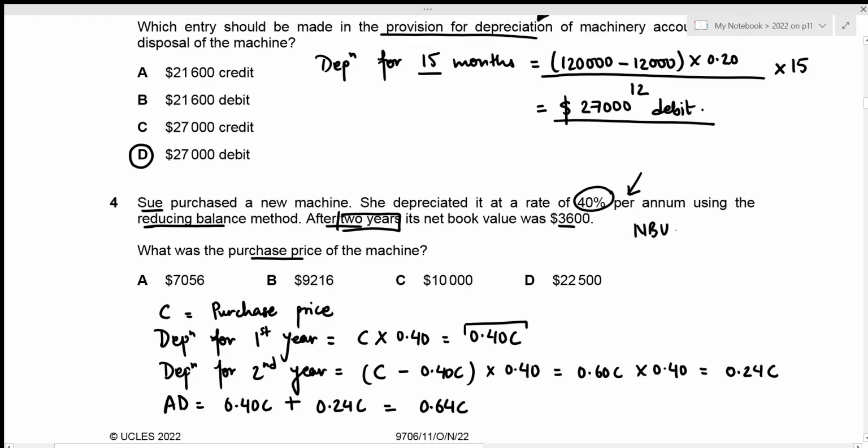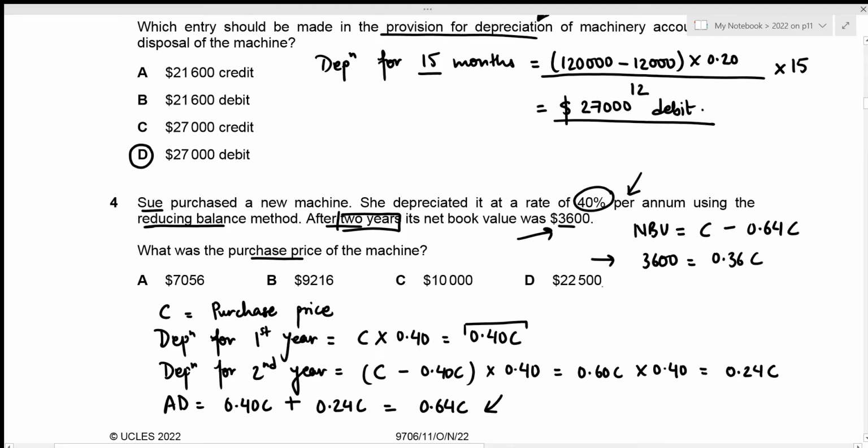Okay, now let's figure out the net book value. That is just the difference between cost and accumulated depreciation. Our cost is C, and we just figured out that our accumulated depreciation is 0.64C. And we also know that the net book value is 3,600. So let's substitute this value. And C minus 0.64C results in 0.36C.